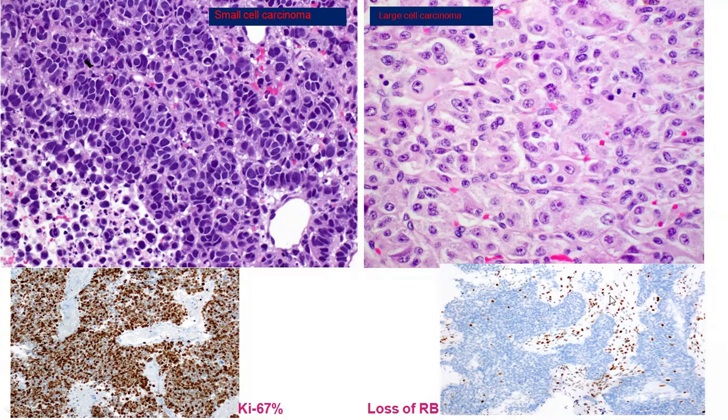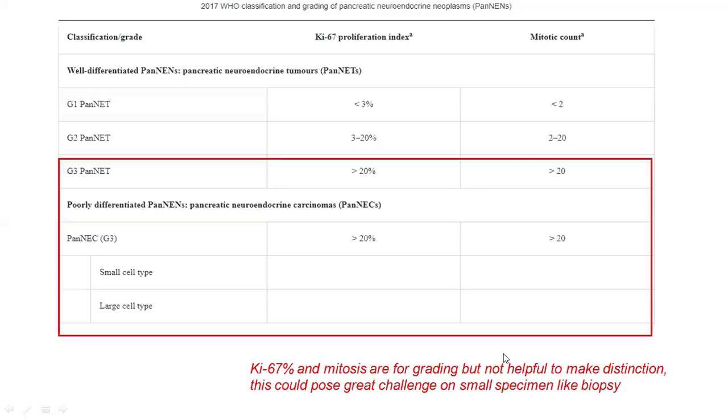In this example, we can see the internal control of the stromal cells, which have intact expression of the RB gene, while the tumor itself is losing RB expression. This is the WHO grading of the poorly differentiated neuroendocrine carcinomas. The important thing here is that there is an overlap between the G3 of the neuroendocrine tumor and the neuroendocrine carcinoma. They both have the same grading scale.